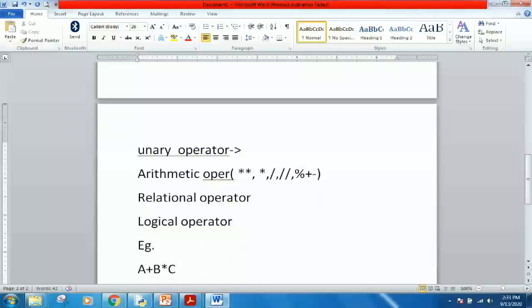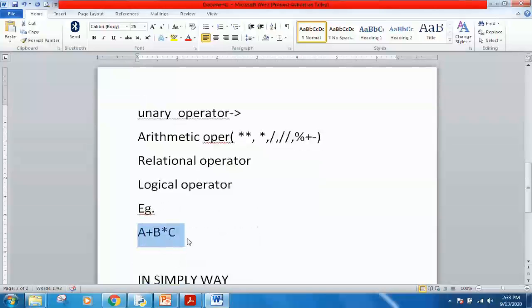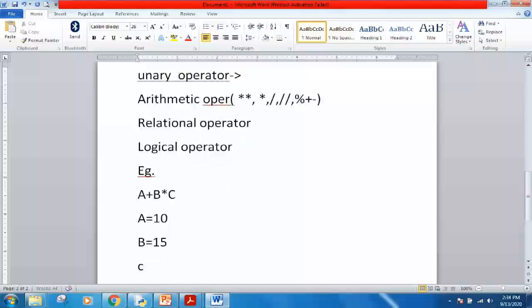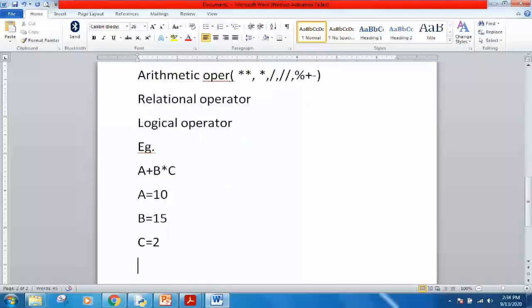For example, in a simple way, if I write an expression a plus b into c, then what is the order of evaluation? You will first solve b into c and then you will add a to it. For example, if a is equal to 10, b is equal to 15 and c is equal to, suppose, 2. Now how will you solve the above expression?